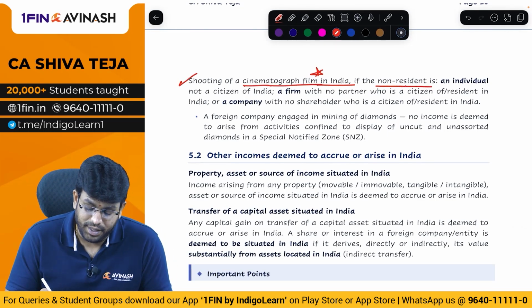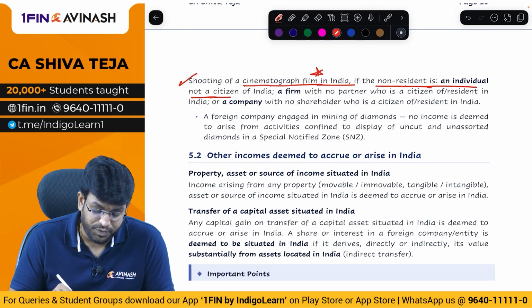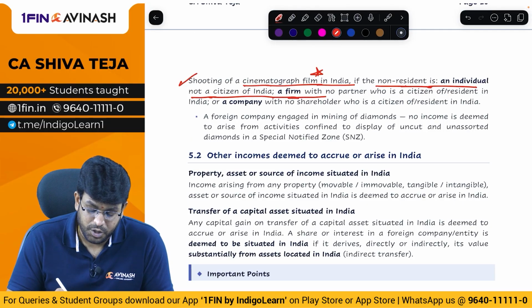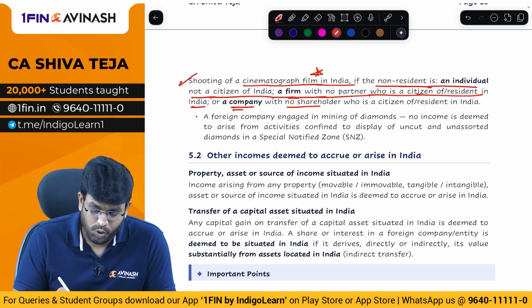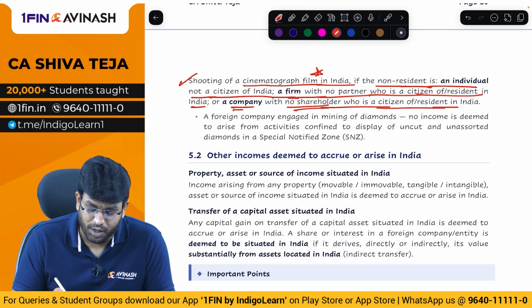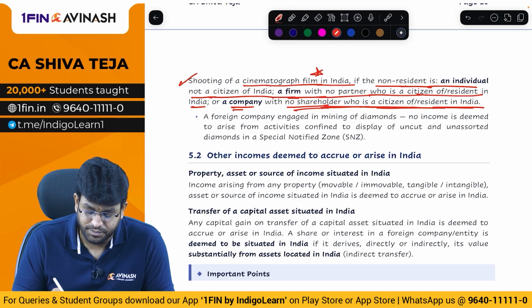If the non-resident is an individual, he should not be a citizen of India. If it is a firm, there should not be a partner who is a citizen or resident of India. If it's a company, no shareholder is a citizen or resident of India.